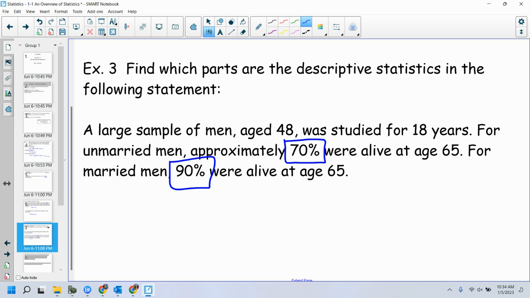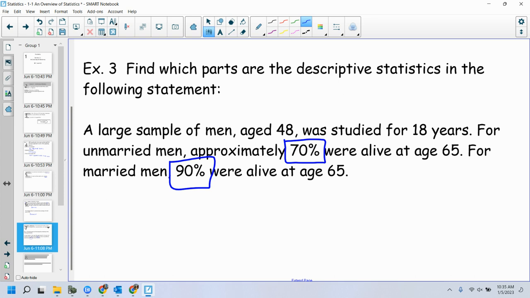I'm not making any decisions based on that. The descriptive pieces are: for unmarried men, 70% were alive at the age of 65. I'm not making any decisions on that. I'm just saying that's the truth. Numbers don't lie. Out of these men, 70% of unmarried men were alive at 65. For married men, 90% were alive at the age of 65.